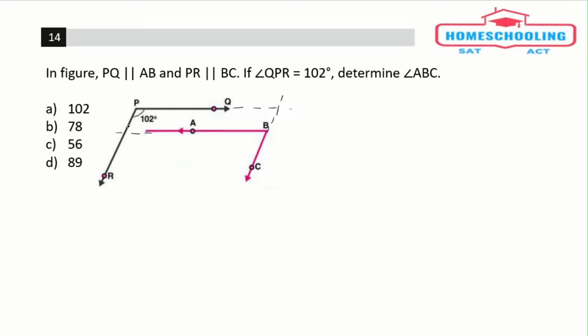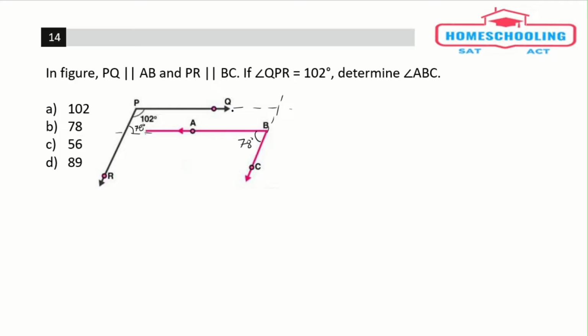So if this angle is, and these two angles, this angle plus this angle would be how much? As these are interior angles, the sum would be 180 degrees. So this angle would be 180 degrees minus 102, that would be 78 degrees. And as we know that these two are parallel lines and this is a transversal, then these two angles are alternate interior angles. So if this angle is 78, this angle is also 78, because both the angles are alternate interior angles.